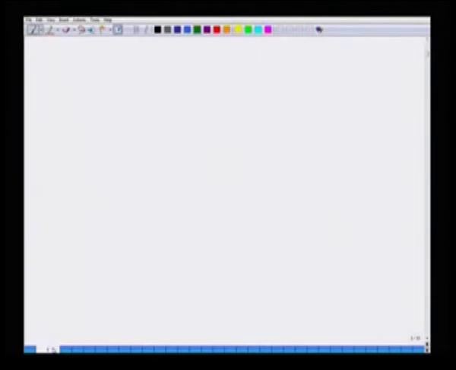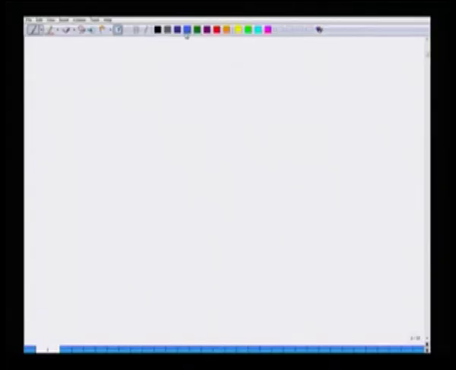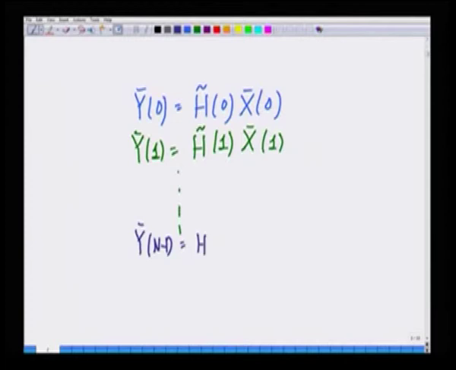And now, how does the output look across each subcarrier? Across each subcarrier, we have a flat fading MIMO channel. So, if I look at the output across each subcarrier, I have y0 equals h tilde 0 times x 0. In fact, these are now vectors. Y bar 1 equals h tilde 1 x bar 1, and so on and so forth, and in fact we have y bar n minus 1 equals h tilde n minus 1 x tilde n minus 1.